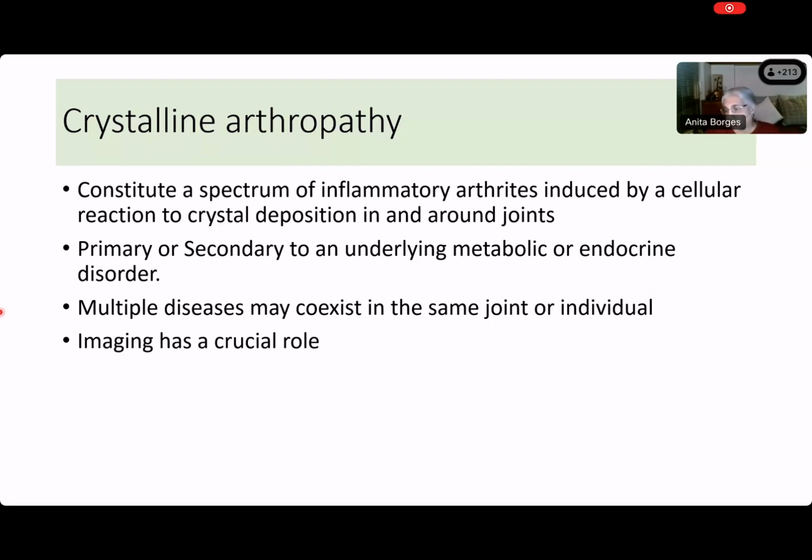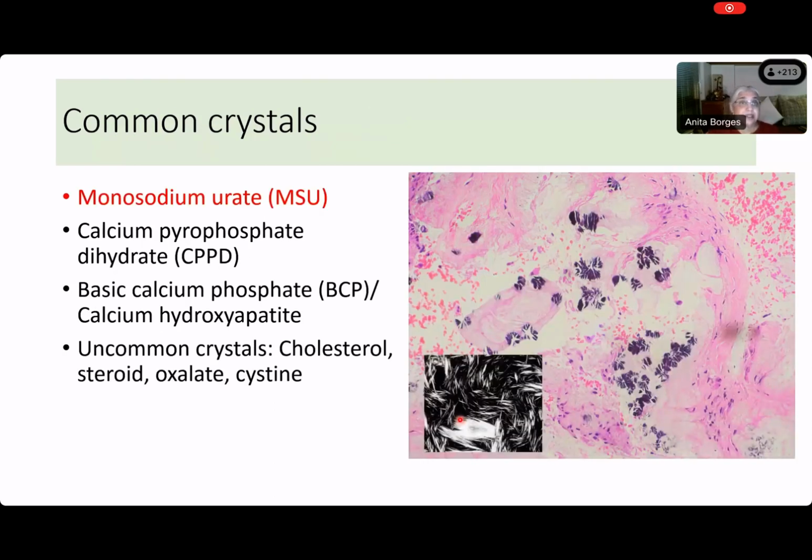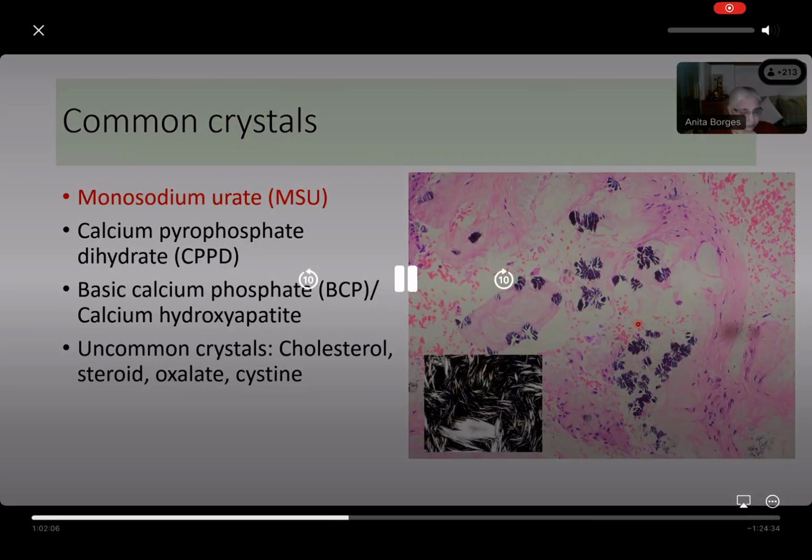So it is non-birefringent. Multiple diseases may coexist in the same joint of the same individual, so all of it need not be gout. And imaging has a crucial role. And this is one of the roles you actually saw. You saw that there were deposits outside the joint that seemed to erode both the joint and the bone. Right? These are just the common crystals, and this is how it looks in urine. These needle-like crystals you are able to see like this, and you see how beautifully the shape has been outlined by the calcification.